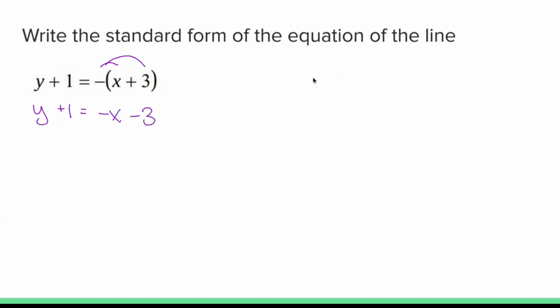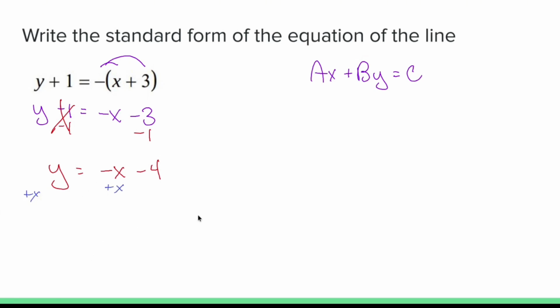Now, let's do this. In order to make it standard form, which is in the form ax plus by equals c, no fractions allowed, maybe what I'd want to do first is get rid of that 1 on the left. Not that that has to be the first thing, but it just makes it look better. y equals -x minus 4. And let's move that x to the left by adding x to both sides. So add x, and that leaves you with x plus y equals -4.